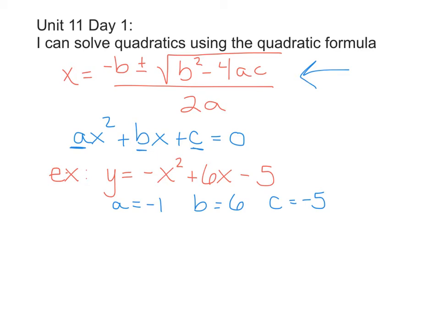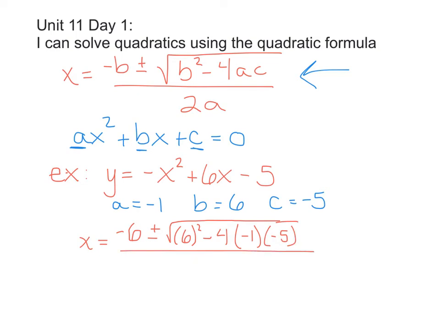So x equals the opposite of b. This is b, so we take the opposite of b, plus or minus the square root of b squared. Anytime I do this, I'm always going to put parentheses around 6 squared, because it could be negative and we don't want to be messed up by that. Minus 4ac, all over 2a.